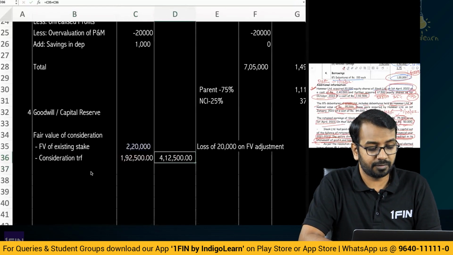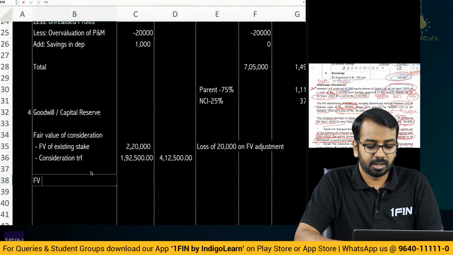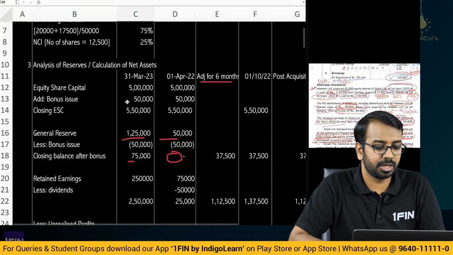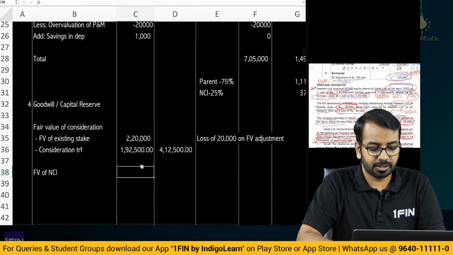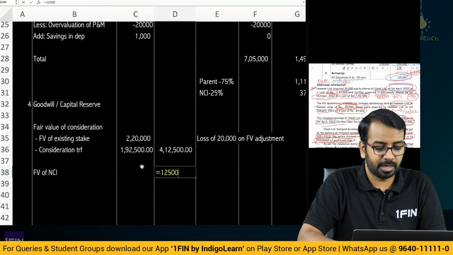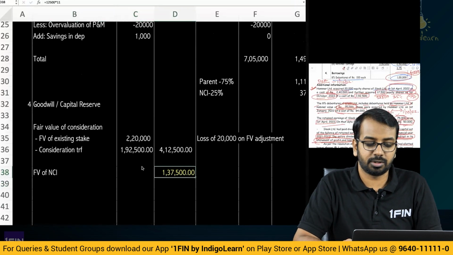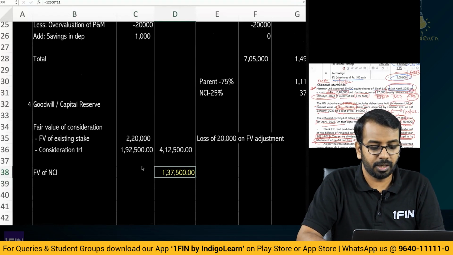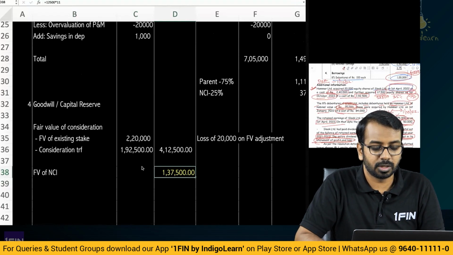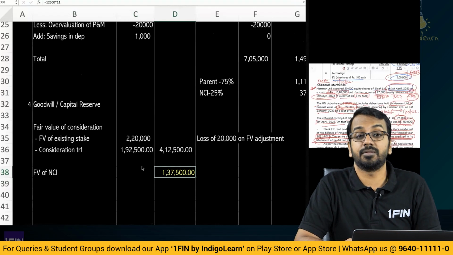Then what is the fair value of NCI? We have to see how many shares: 12,500 shares, multiplied by 11, we get 1,37,500. That is the NCI value. So the total works out to be 4,12,500 plus 1,37,500, which is 5,50,000.